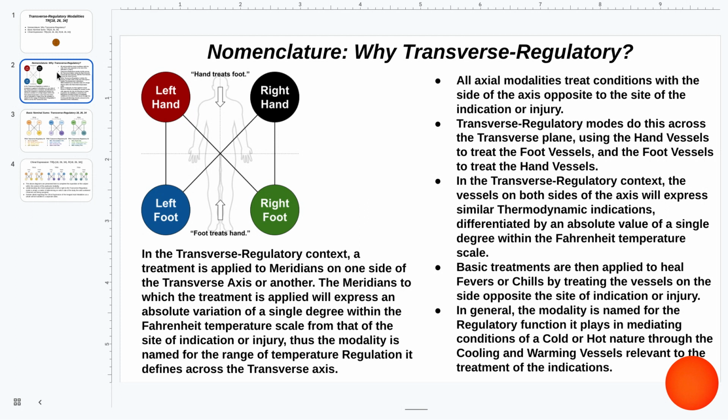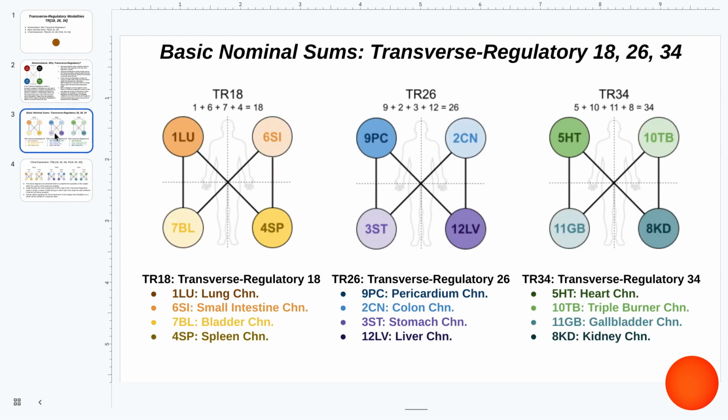Slide 2, Basic Nominal Sums, Transverse Regulatory 18, 26, and 34. The 3 modalities shown here are some of the more common patterns used in treating clinical complaints. Setting the semantics of their physiological expression aside, this material will provide a valid nomenclature useful for categorizing the modes themselves and their orientation within the scope of the global balance method. Proceeding from left to right, the transverse regulatory modalities are composed as follows.